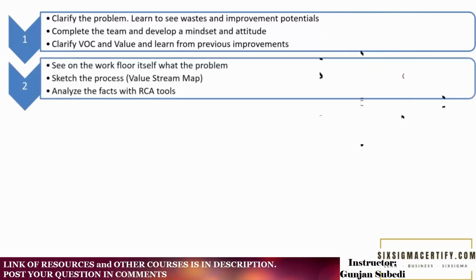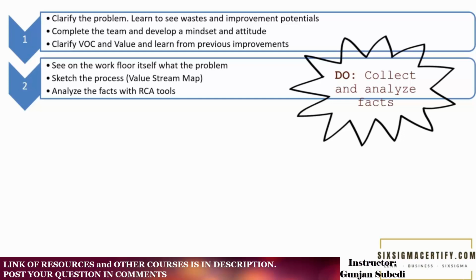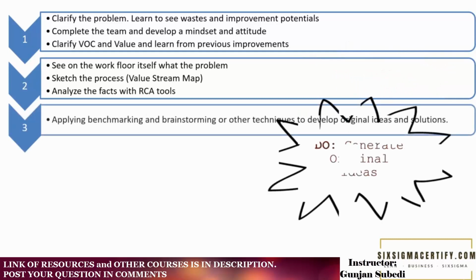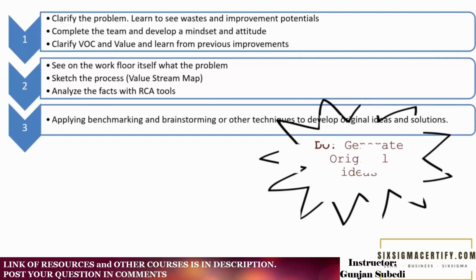In the second phase, we look at the workflow itself to understand the problem. And then we sketch the process. We generally sketch the process using value stream mapping and analyze the facts with root cause analysis tools. In the third step, we apply benchmarking and brainstorming or any other techniques to develop original ideas and solutions.